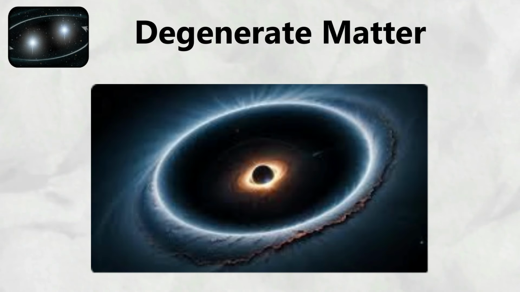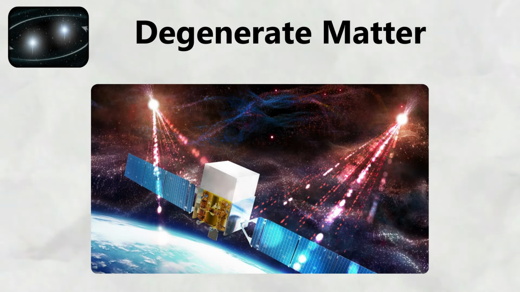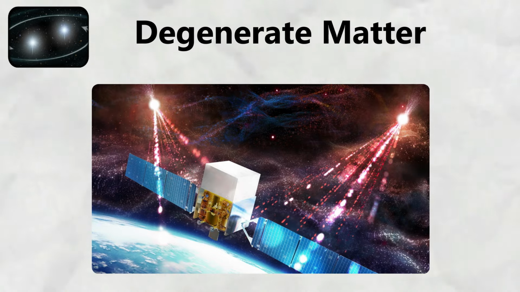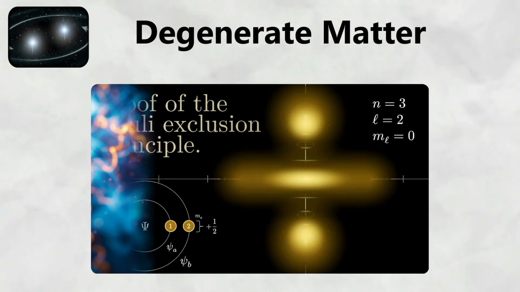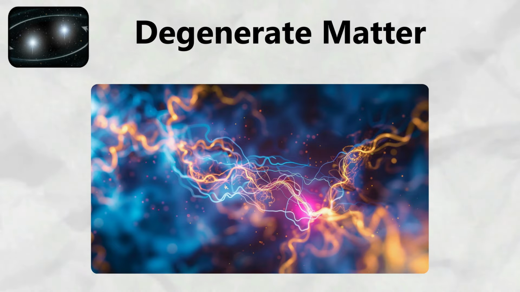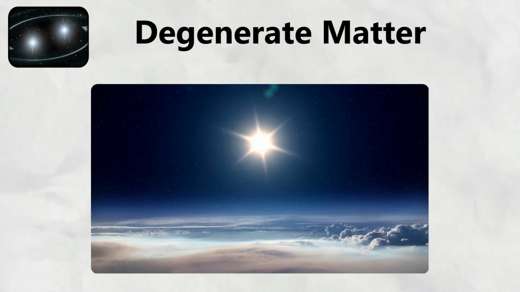Electron degeneracy occurs when electrons in a material are squeezed into the lowest available energy states, filling up all possible quantum levels up to a maximum energy called the Fermi energy. The Pauli exclusion principle prevents multiple electrons from occupying the same quantum state, so additional compression requires forcing electrons into higher energy levels. This creates a degeneracy pressure that resists further compression, independent of temperature.